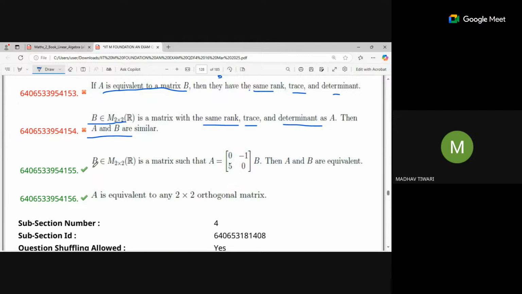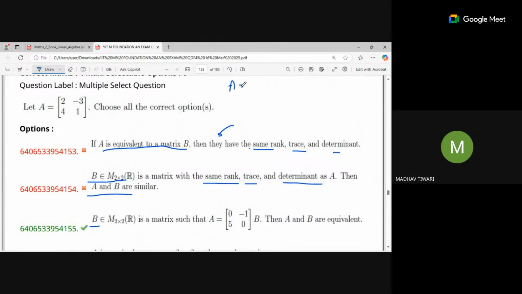Next is this one. B is a matrix belonging to 2 by 2, okay, and A is this one, then A and B are equivalent. Okay, you can see A is equal to 0 minus 1, 5, 0. So one thing you can consider here is that it is an invertible matrix, right? Yes, determinant is not 0. Invertible. If you multiply this matrix to B, then if you find rank of this, it will be same as rank of B, right? Yes, sir. Means rank of A and rank of B will remain same even after this multiplication. So if these ranks are same, they are equivalent, right?